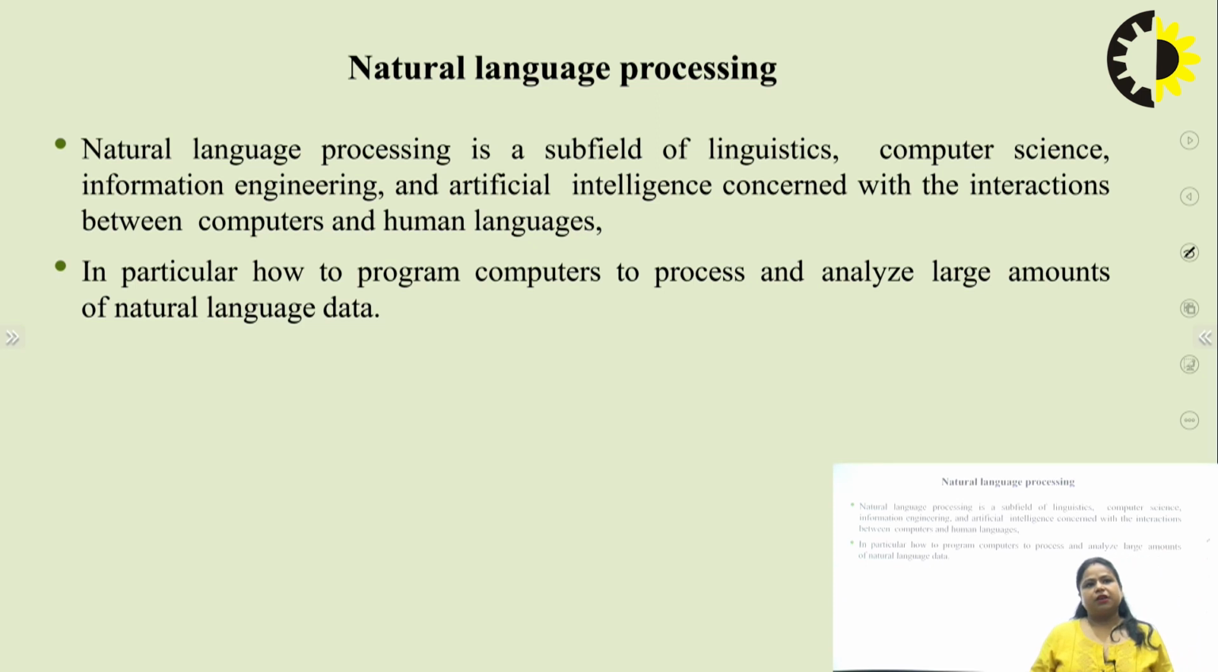Next, we are going to talk about natural language processing. In the case of natural language processing, whatever the human being speaks, whenever they interact with computer systems, the computer will respond in a similar manner. That is called natural language processing. Natural language processing is a subfield of linguistics, computer science, information engineering and artificial intelligence concerned with the interactions between computers and human languages. In particular, how to program computers to process and analyze large amounts of natural language data. We are talking about natural language processing.